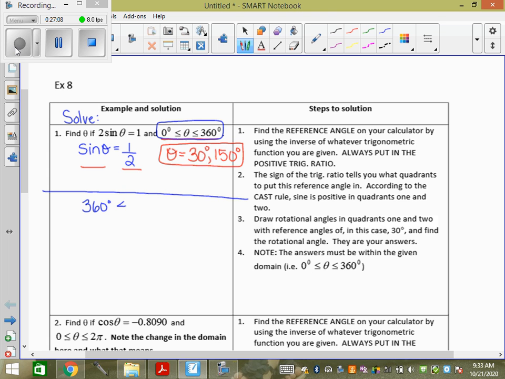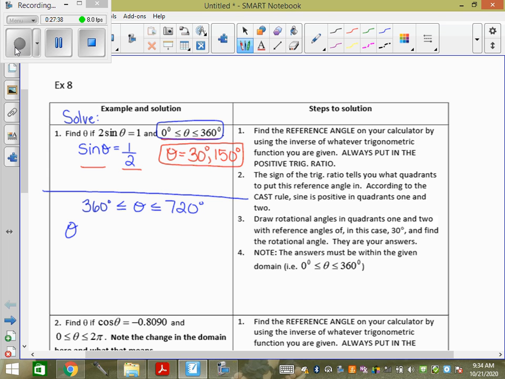What if instead of 0 to 360, I actually said 360 to 720? What would I have to do? Find the coterminals that fit. So I can always get my principal angles right away. But then I look to my domain and ask, do these fit in the domain? They fit in the domain of the original. Oh, I gave a different domain. I'm going to have to add 360 to them.